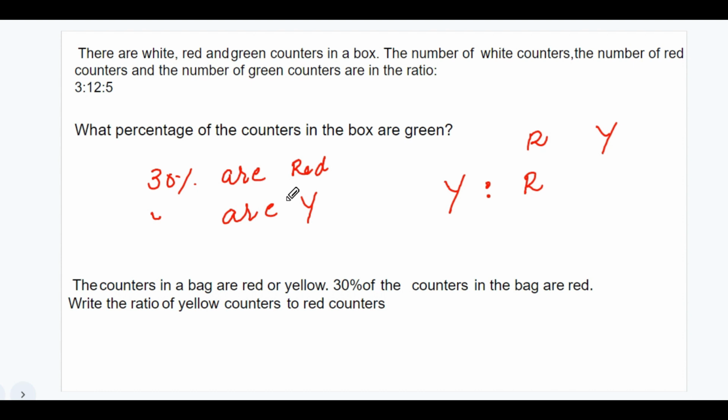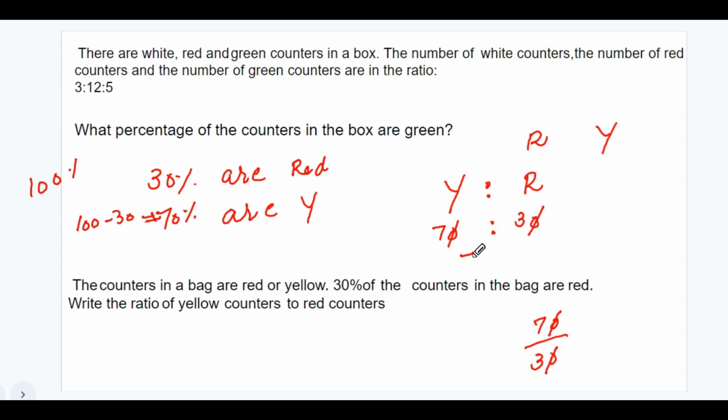You know that the total percent is always 100, so you are given 30% as red. So what will be left? 100 minus 30 will give you 70%. Yes, 70% are the yellow counters. So I can write it like this, 70 to 30. You don't need to write percentages, you just write 70 to 30. And now the same as you do with fractions, 70 divided by 30, this 0 will cancel with the 0 in this way, and your answer will be 7 to 3. So if you are given percentages, you can find it in this way.